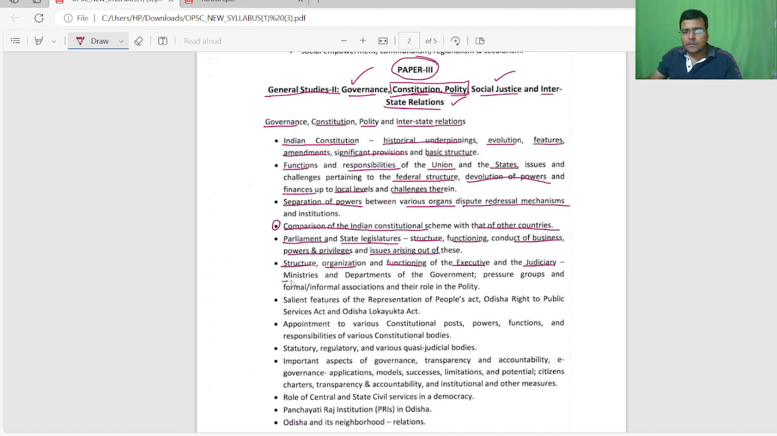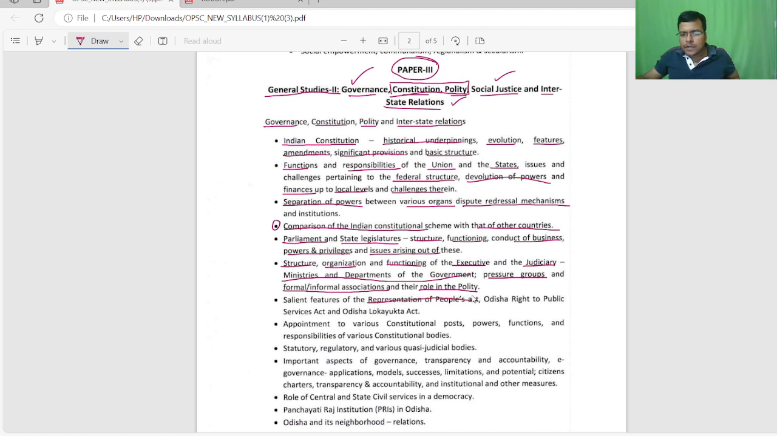Ministry and department. This is part of public administration. Ministry and department of the government. Pressure group, part of public administration, accountability and control. And formal and informal association and their role in polity. So what is the role of pressure group in governance? Here the concept of good governance also comes. Role of pressure group in the process of governance.